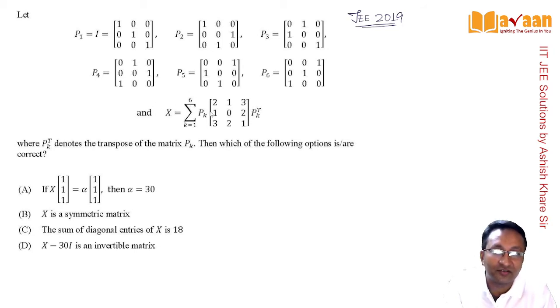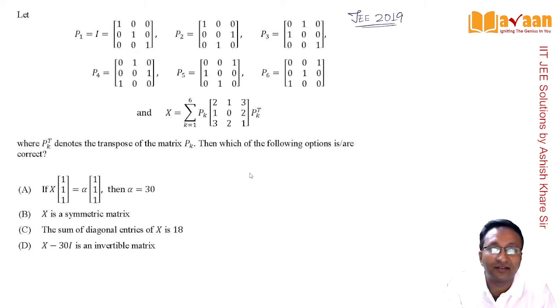of 6 matrices products, where the first side of the matrix is the 6 matrices. Then we have another matrix in between which also is a symmetric matrix, and then the transpose as they define of the matrix. If such Herculean effort is to be done to get X, then it is a multi-choice correct question, another challenge. So that means you are not supposed to reject options, you have to evaluate each and every option. X into a column matrix is alpha times the same column matrix, then alpha is equal to 30. X is a symmetric matrix. Sum of diagonal entries of X is 18, and X minus 30 I is an invertible matrix.